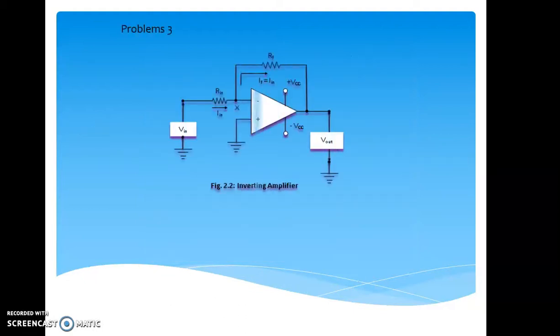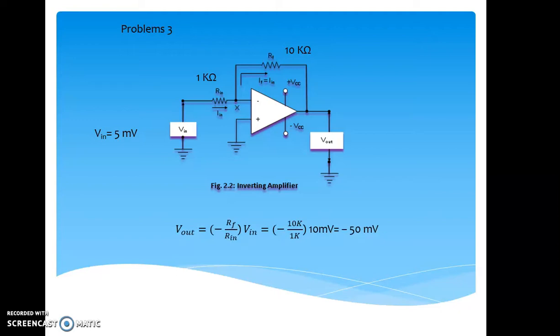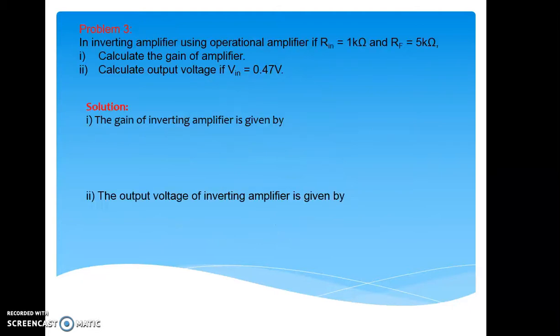Now let us consider the third problem. Again, it's an inverting amplifier with an input voltage of 5 millivolt, an input resistance of 1 kilo ohm, and a feedback resistance of 10 kilo ohm. Then we have to find out the output voltage. Again, we use the same formula, V out is equal to minus Rf upon R into V in, and we substitute the values. We get 50 millivolts, so therefore the output is equal to minus 50 millivolts.